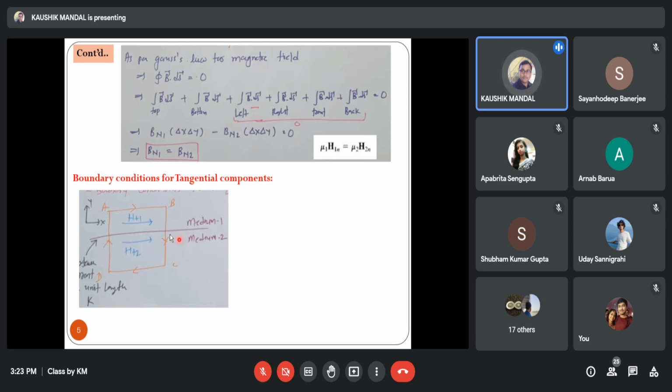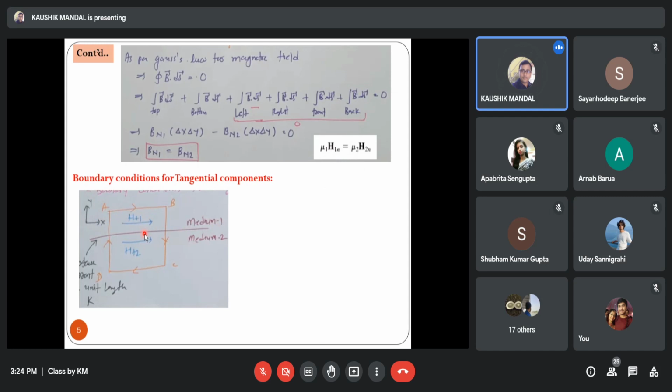So now once again we have considered the two media, medium 1 and medium 2. They are separated by this particular interface or surface. Now the tangential component means Ht1, the tangential component in medium 1, and Ht2, the tangential component in medium 2. They are parallel with the interface of the two media. That's why they are tangential components. Now this is along the x-axis and this is along the y-axis.